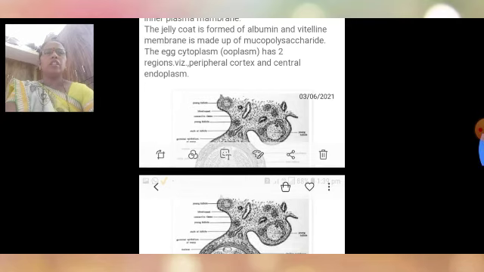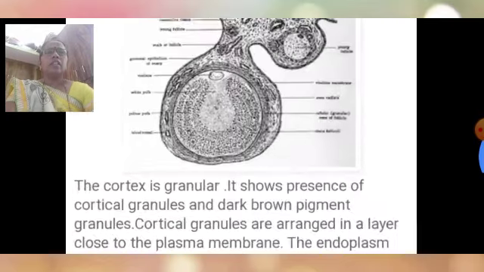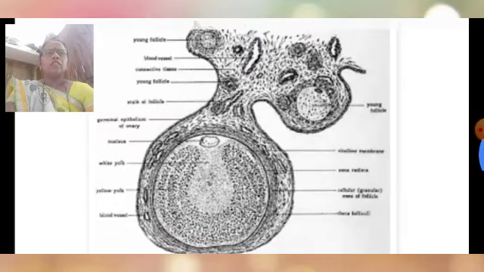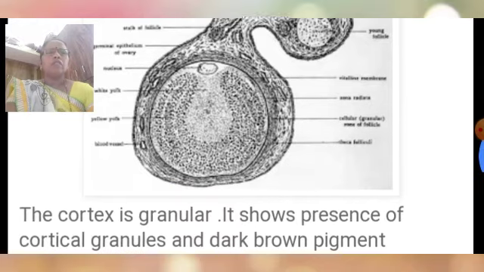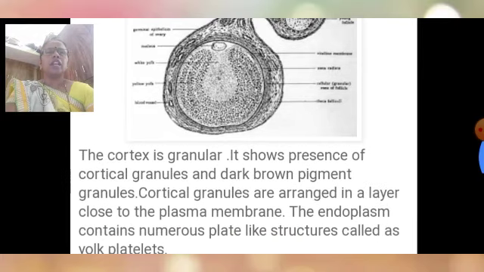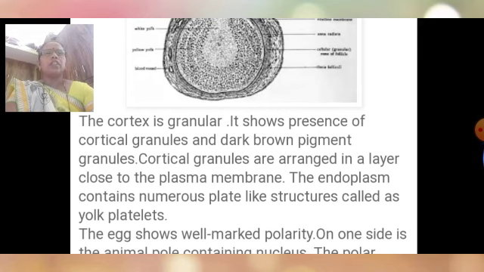In this figure we also see in detail the young follicle region of the ovum. In this figure, the cortex is granular. It shows the presence of cortical granules and dark brown pigment granules. Cortical granules are arranged in a layer close to the plasma membrane. The endoplasm contains numerous plate-like structures called yolk platelets.